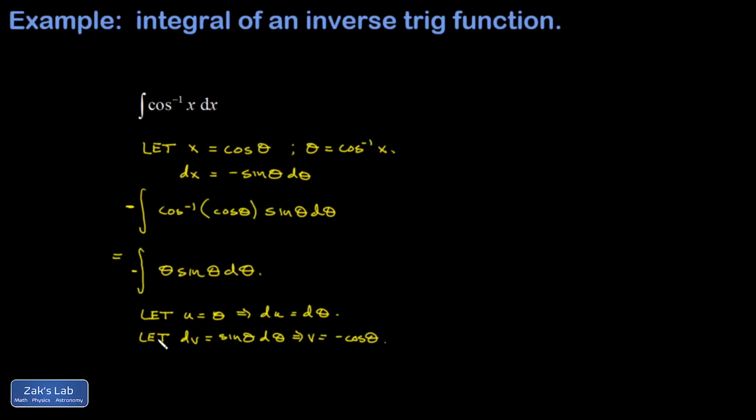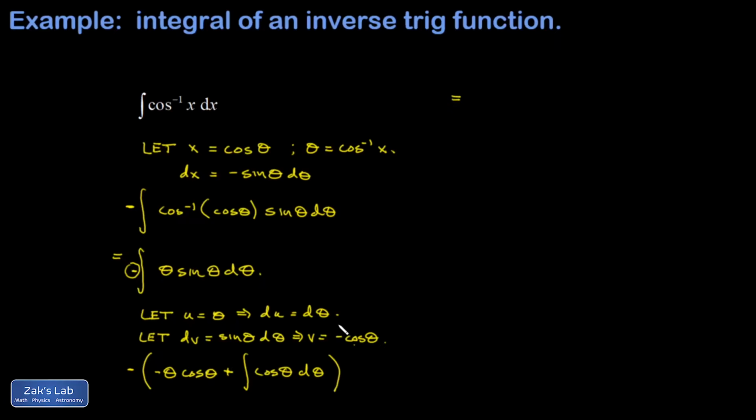Then I apply the integration by parts formula, and I don't want to lose this minus sign out in front, so I have a negative u times v, so that's going to be negative theta cosine theta minus the integral of v du, and v is negative cosine theta, so I'm going to pull the minus sign out in front, making that integral positive. And du is just d theta.